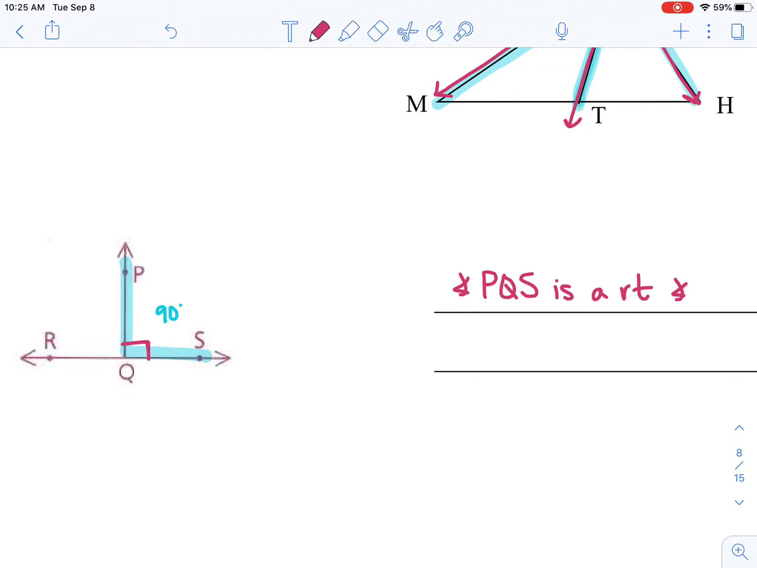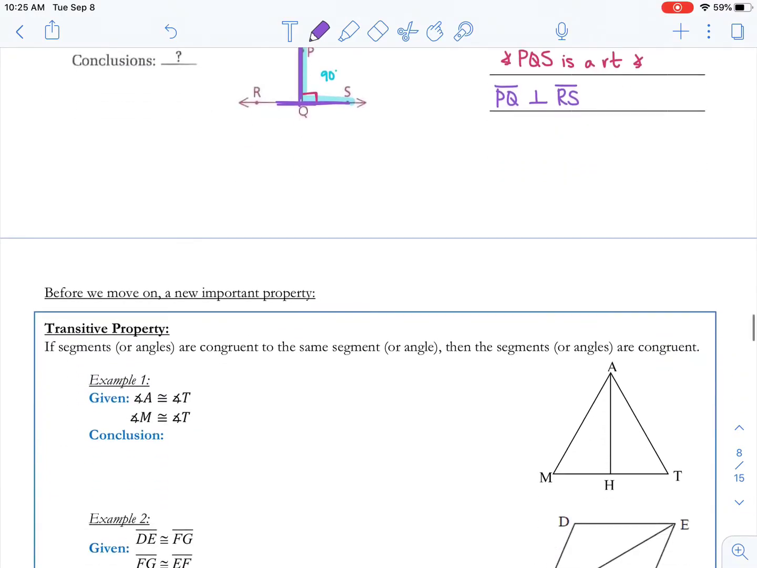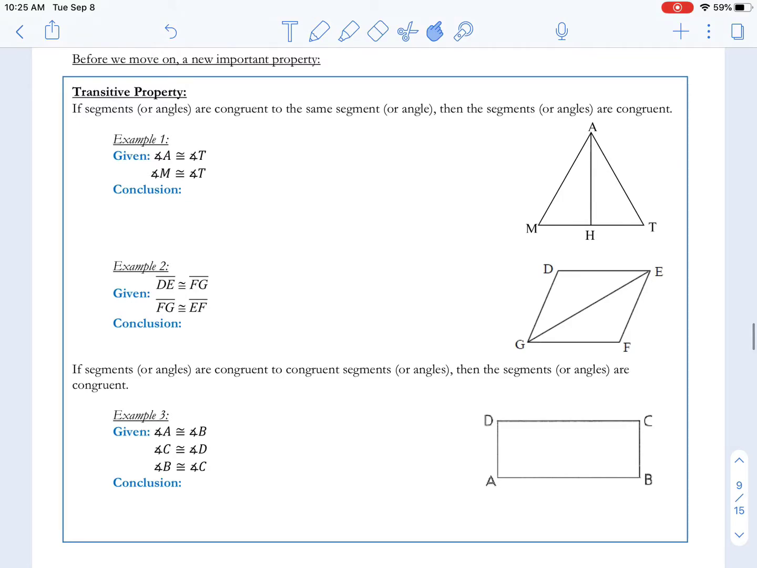Well, looking at this again, we can see we have another conclusion here. If this is a right angle, then that means these two segments that form the right angle, we can say that they're perpendicular. So we can say PQ is perpendicular to RS. We can make a couple conclusions here. All right, so again, using all the definitions that we've been learning, we can make a bunch of conclusions. Here are 2 more properties that are really important that'll help us make new conclusions.